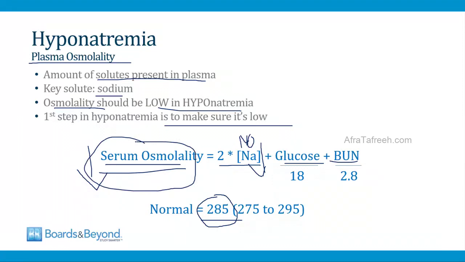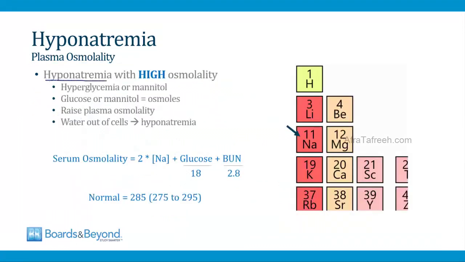and it should be low when a patient has hyponatremia. If you have a patient with hyponatremia, but you send a sample of plasma to the lab, and the lab analyzes it and tells you the osmolality is high, then that means there must be some osmole floating around in the plasma. And there are two situations when this happens. One is in patients with hyperglycemia. The other is in patients being treated with mannitol, which is a drug used to raise plasma osmolality.